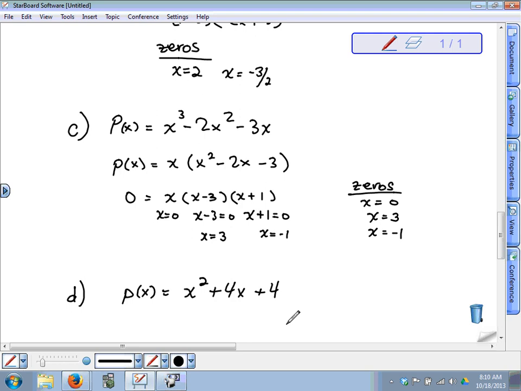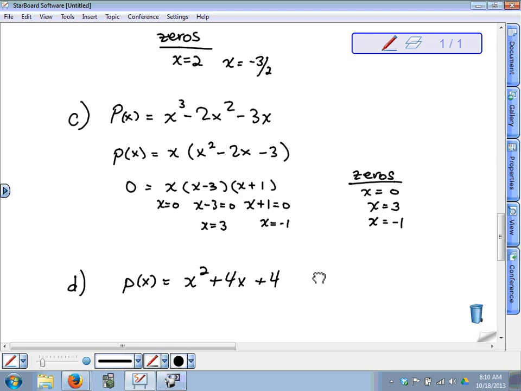How many zeros do we expect to find? 2, right? Isn't that what I just said? The degree equals the number of zeros? Okay. I think I know why this is.